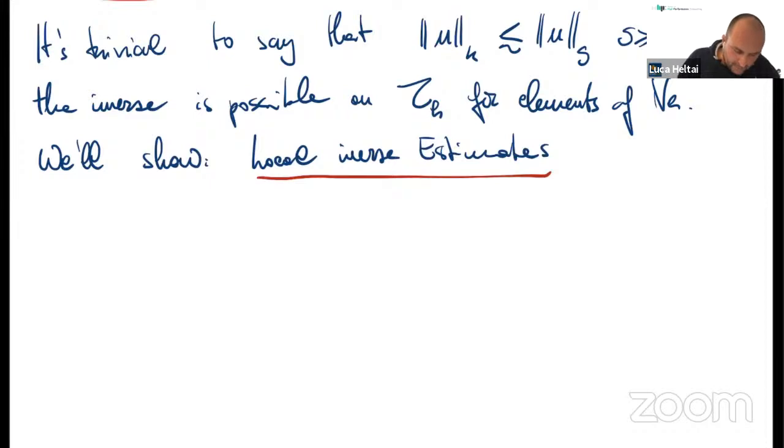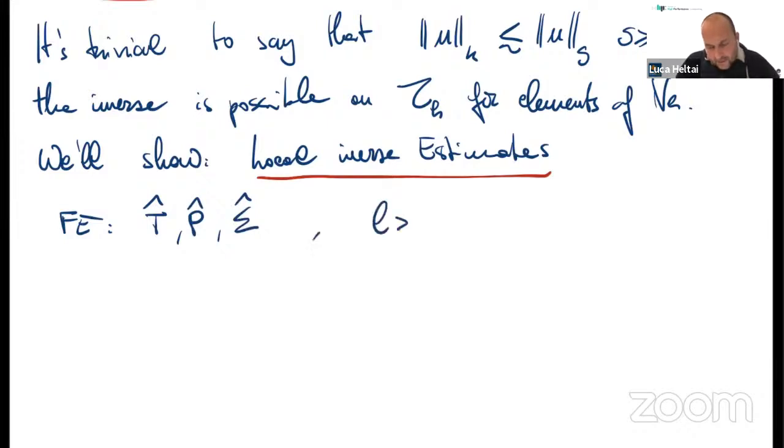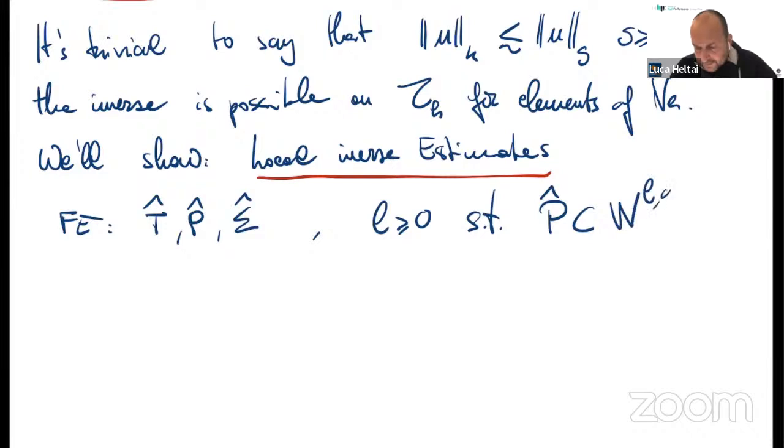So let's assume that we have a finite element, which is the usual collection: T hat, function space P hat, sigma hat. Okay, and let's say that we have L greater or equal than 0, such that P hat is in the space W^{L,∞}(T hat). And so this is much more general with respect to just polynomials.